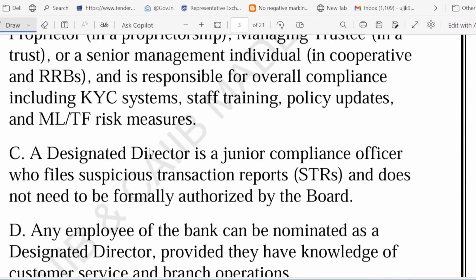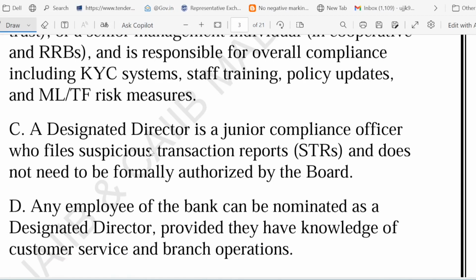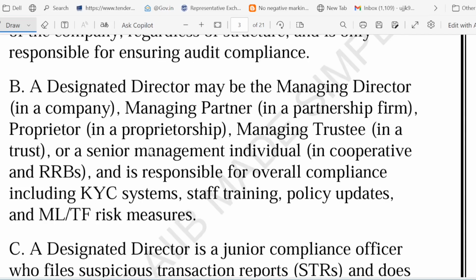Option C, a designated director is a junior compliance officer who files suspicious transaction reports and does not need to be formally authorized by the board. And option D, any employee of the bank can be nominated as a designated director provided they have knowledge of customer service and branch operations. What do you think? Let's go through each and every option.